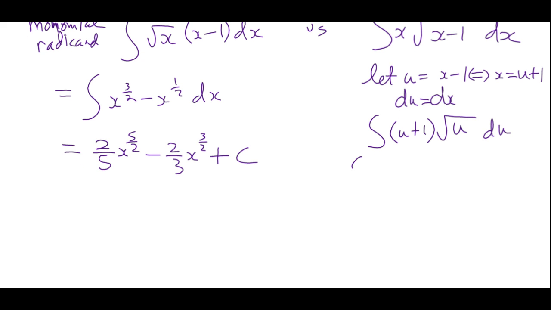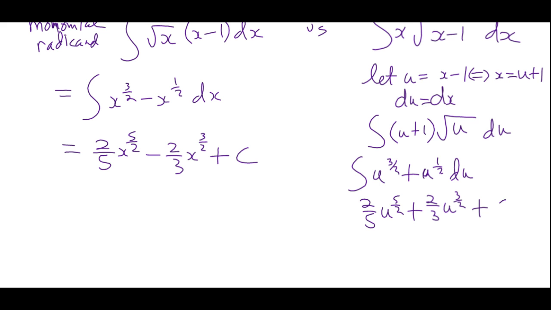So we can multiply through. This will be u to the 3/2 plus u to the 1/2 du, which will become 2/5 u to the 5/2 plus, oh wait, that's a half, plus 2/3 u to the 3/2 plus c.